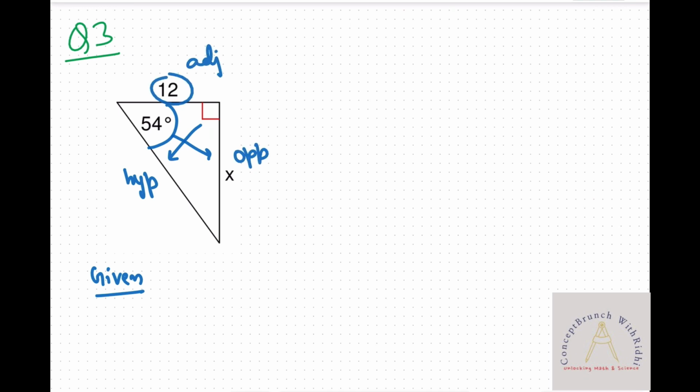Okay. So what is the information? The opposite they have given you as x. The adjacent they have given you as 12. And the angle is given. So now we have to check again what is the best suitable formula for us. So opposite and adjacent information is given for you. So tan is the best one to apply here. So tan of the angle A is equal to opposite divided by the adjacent.